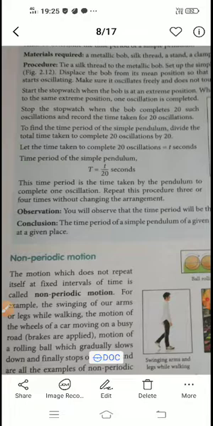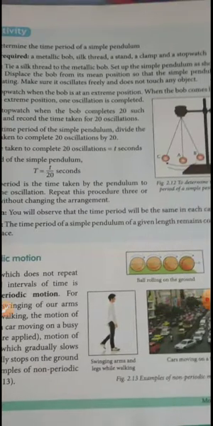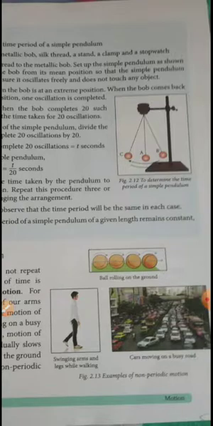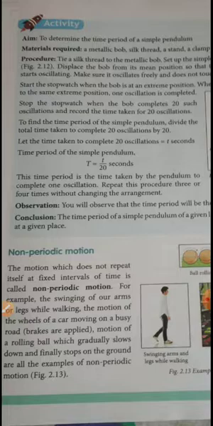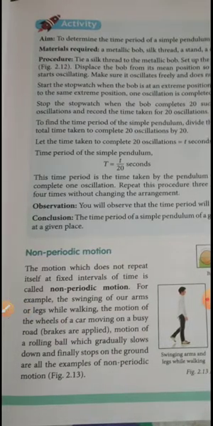Imagine you're going to drive a car in a traffic jam or in a heavy crowded area. So you might find the car is not moving in a proper direction, okay. So all these are examples of your non-periodic motion. Some of the examples are given here: swinging of your arms or legs while walking, the motion of vehicles, a car moving on a busy road, motion of a rolling ball which gradually slows down. All these are examples of your non-periodic motion.